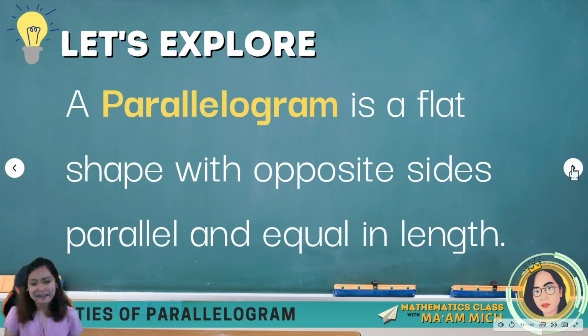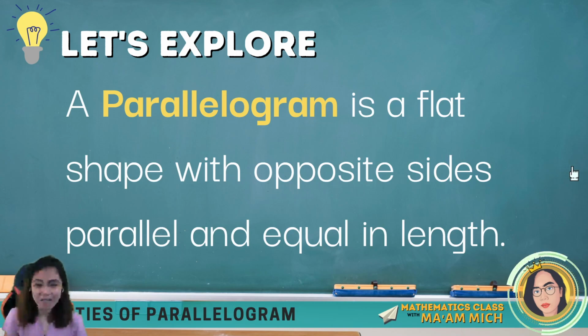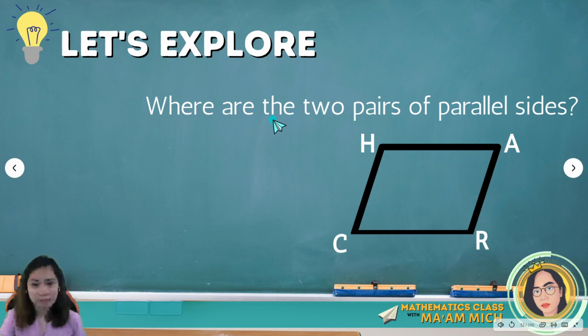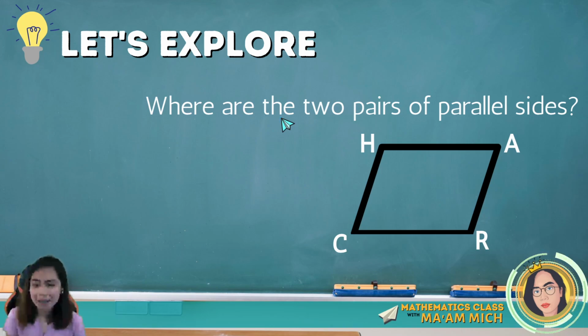Okay, that's correct. A parallelogram is a flat shape with opposite sides parallel and equal in length. We have here parallelogram PHAR. Where are the two pairs of parallel sides? Again, a parallelogram has two pairs of parallel sides. What are those?